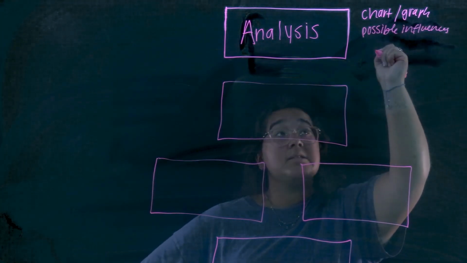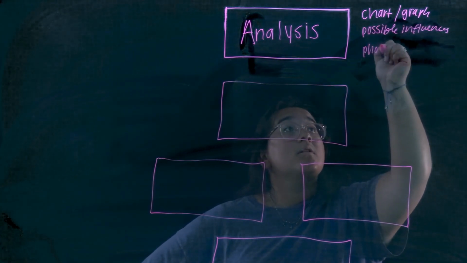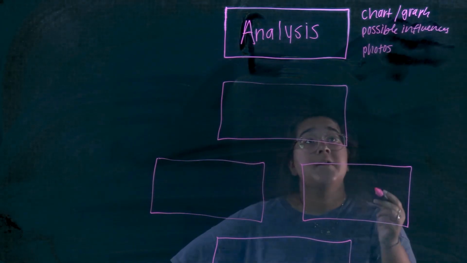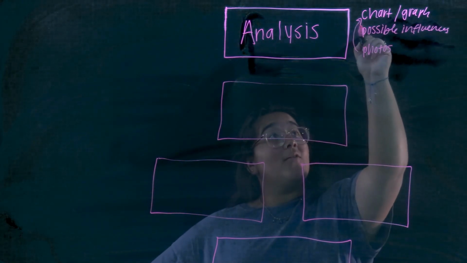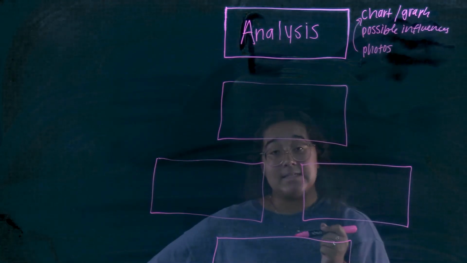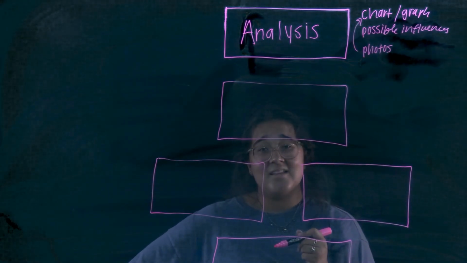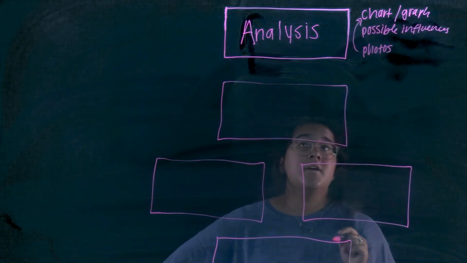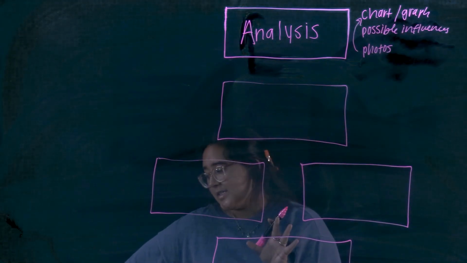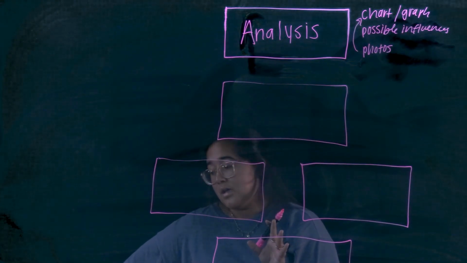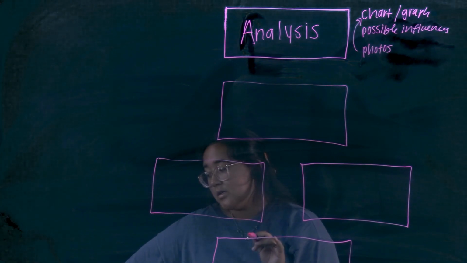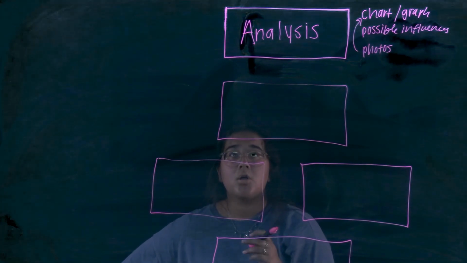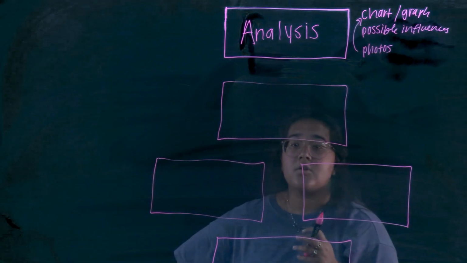And I also want to see some photos in this part of your paper. And of course, they should always corroborate what your chart and graph says, because if I see some pictures that are not telling the story, I'm going to have a couple questions for you. So, we got our analysis done. And now we are drawing a conclusion.